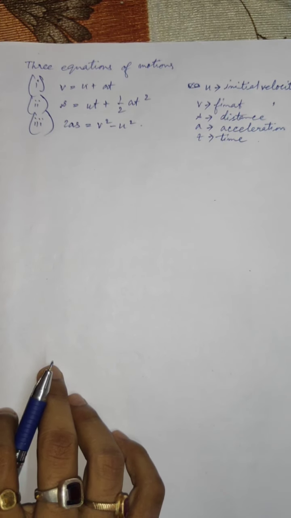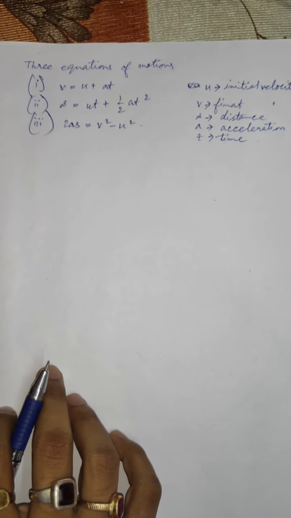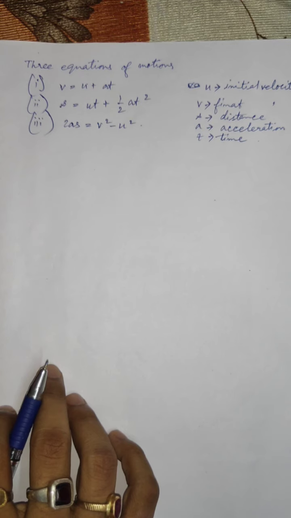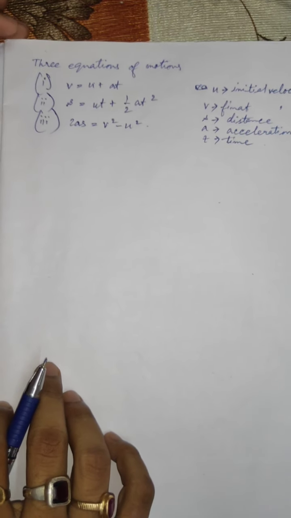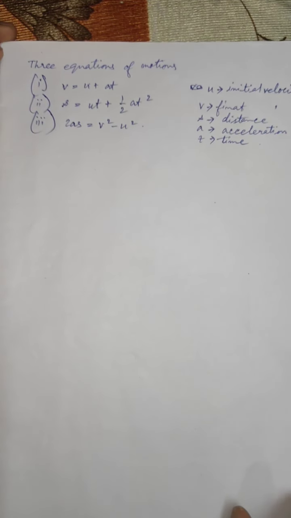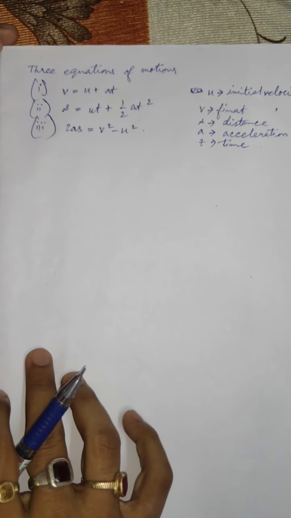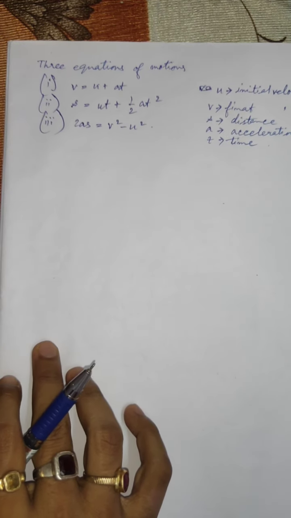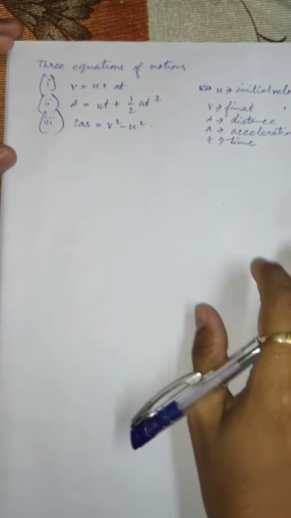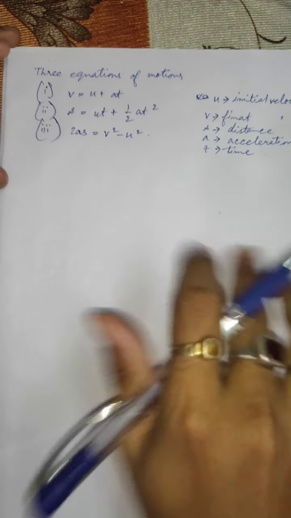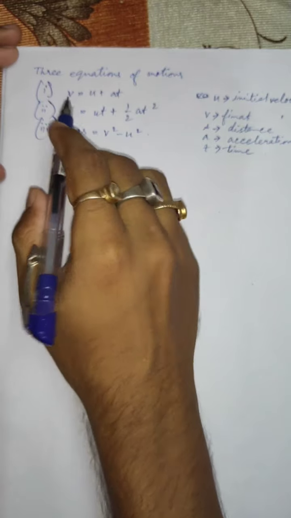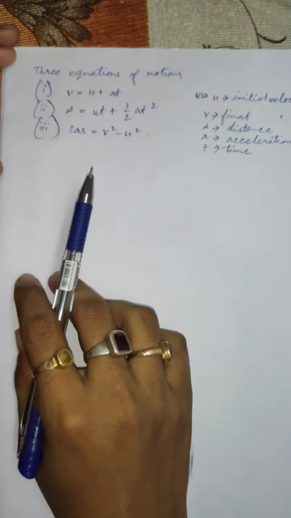Now these are the three equations of motion. In this chapter you have numerical sums also involving these equations. You have to use these equations in order to solve those numerical sums. Anyway, now first I am showing how to establish these equations. I am just showing one, you can understand this, and these questions are asked in your exams. So let's see the first equation, V is equal to U plus AT.